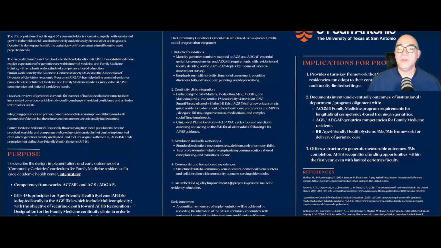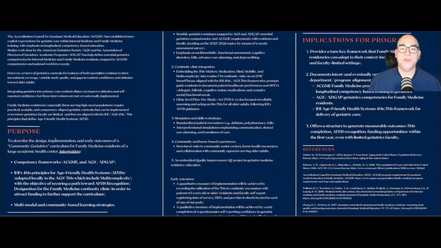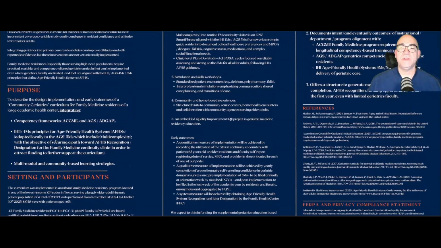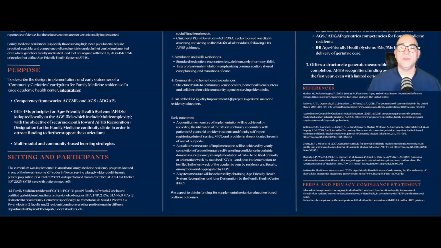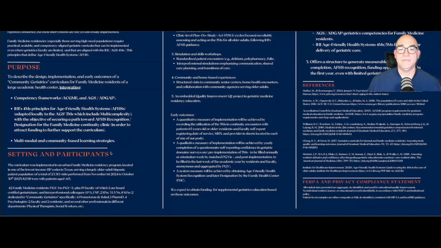and that are aligned with the Institute for Healthcare Improvement, the American Geriatric Society 4M's principles that define age-friendly health systems. So the purpose of this poster is to describe the design, implementation, and early outcomes of a community geriatrics curriculum for family medicine residents of a large academic health center. This is by integrating competency frameworks, the Institute for Healthcare Improvement 4M's principle for age-friendly health systems, and a multimodal and community-based learning strategy.